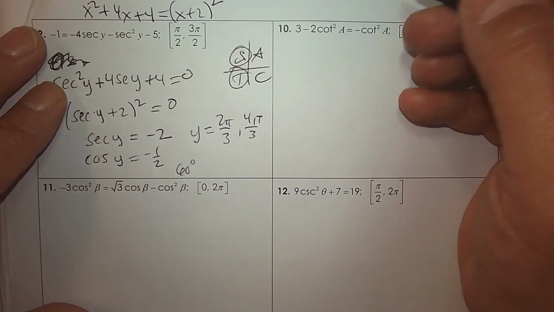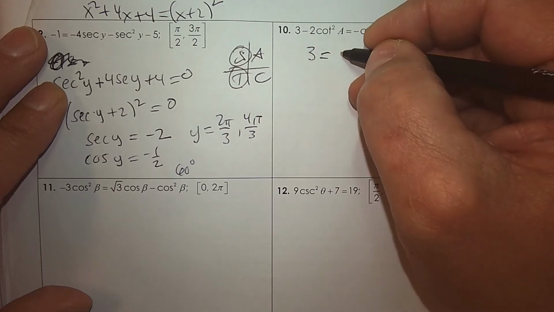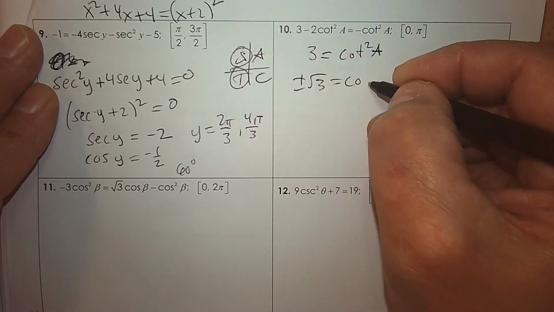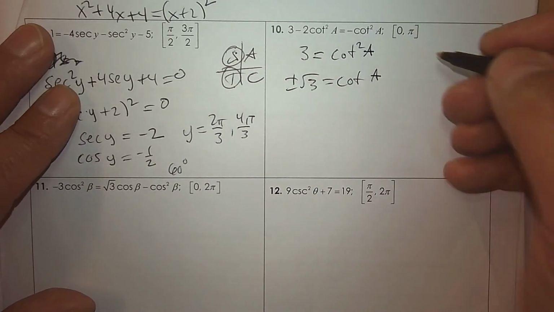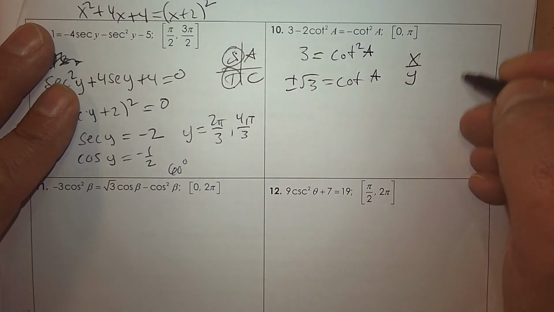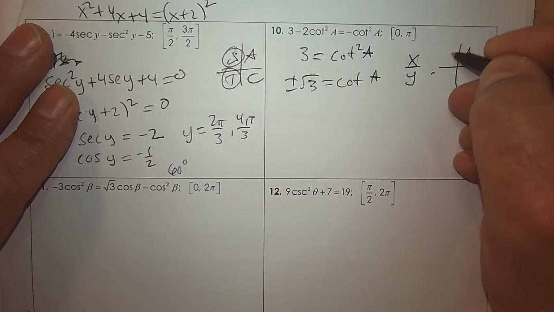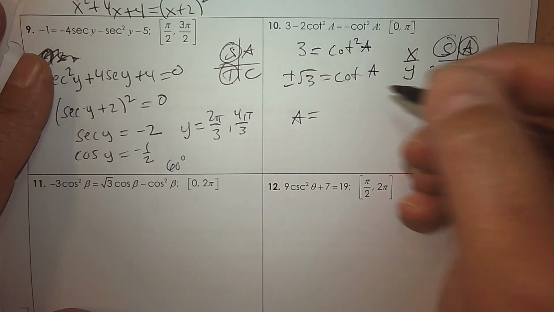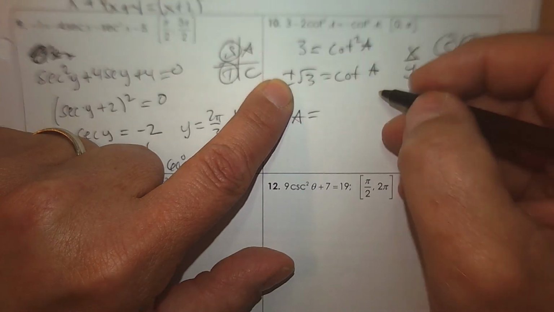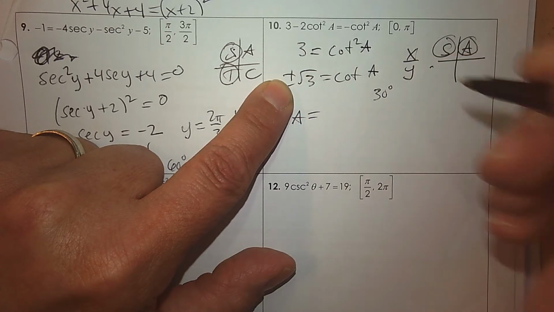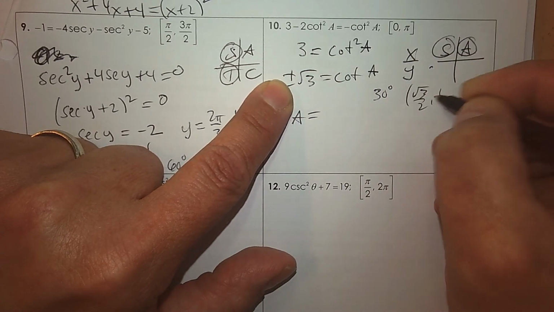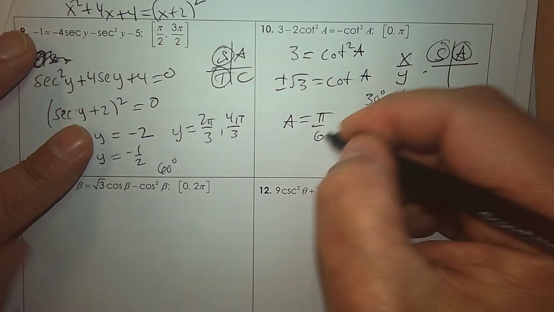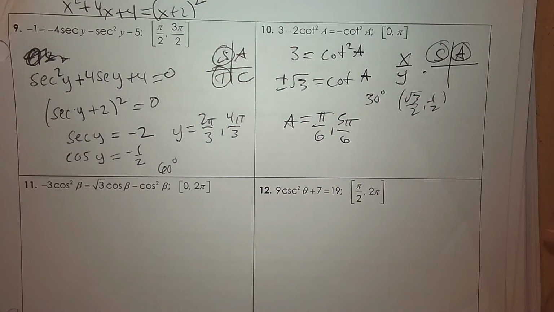All right, combine like terms here. So I'm going to add 2 to the other side, so it's positive 1. Then take the square root, and the answer could be positive or negative. Know my rule. It's x divided by y. Know my quadrants. So 0 to pi is just here. So what's the reference angle when cotangent's root 3? And the answer is 30 degrees. That would be root 3 over 2 and 1/2. That's what will give me that answer. So in quadrants 1 and quadrant 2, you get the answer pi over 6 and 5 pi over 6.